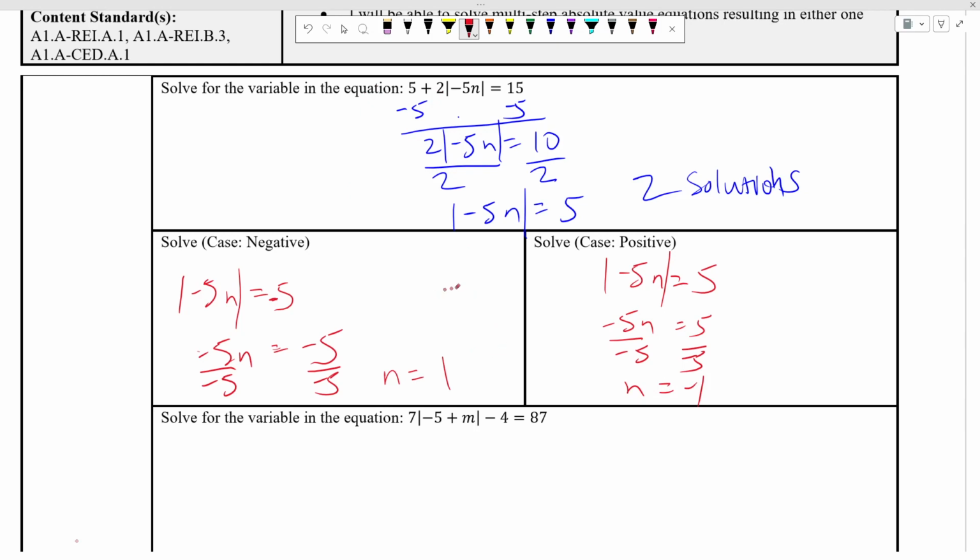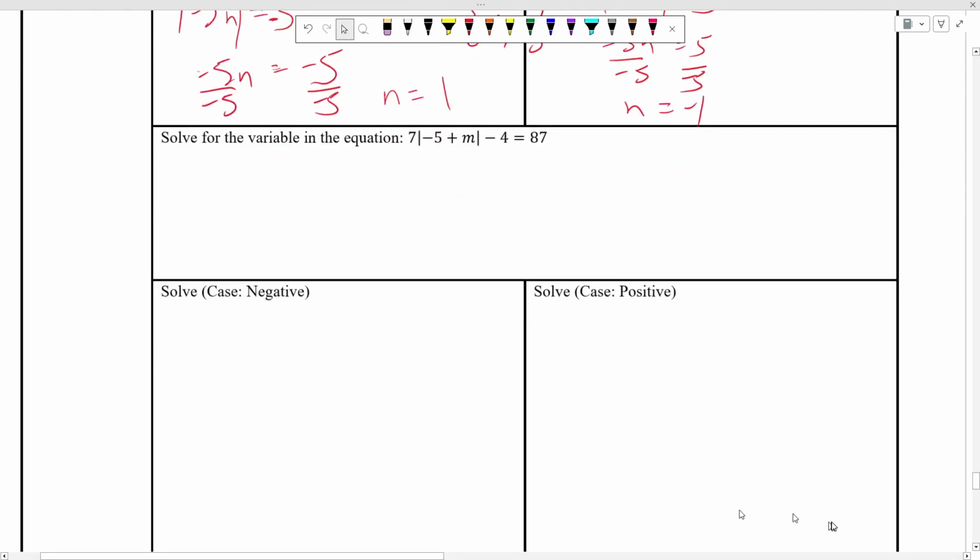This is the solution. So the solution set happens to be -1, 1. There you go. That's what makes this whole thing true. Considering negative direction, positive direction, doesn't matter. It's all the same. And then here, let's look at this one here.